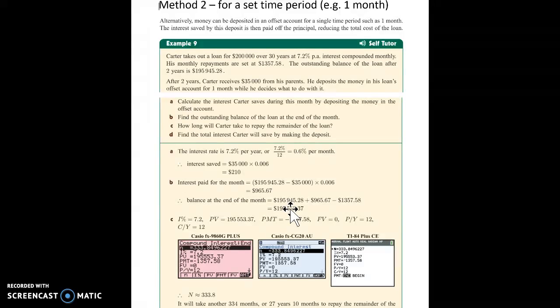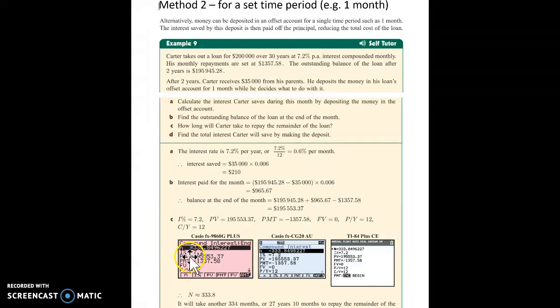So currently we are 2 years and 1 month into the loan. Going into the next step is where we want to find out how long it's going to take to pay off the loan. So our present value is what's owing at the end of the last time frame. Our future value is 0.